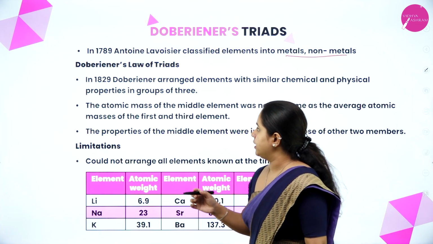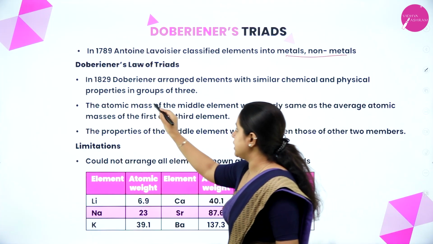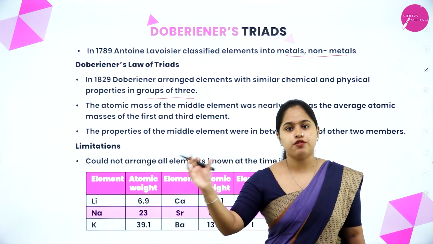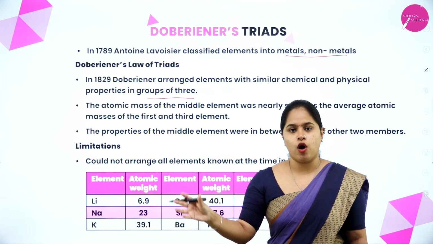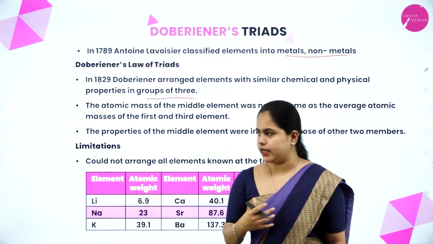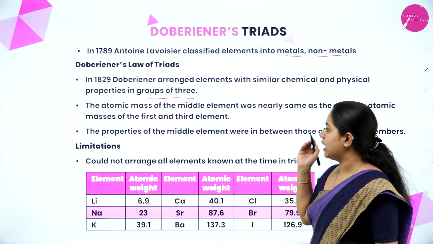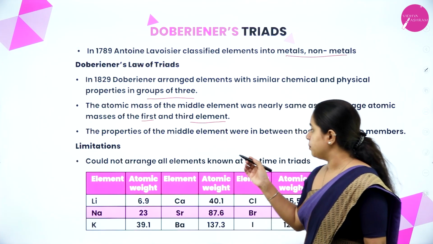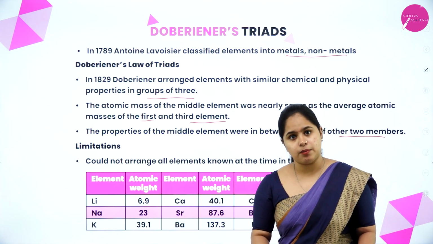In 1829, Dobereiner arranged elements with similar chemical and physical properties in groups of 3. So he classified elements into different groups consisting of 3 elements, right? And the atomic mass of the middle element was nearly the same as the average atomic masses of the first and third element, and the properties of the middle element were in between those of the other 2 members. So let's take an example and understand it.